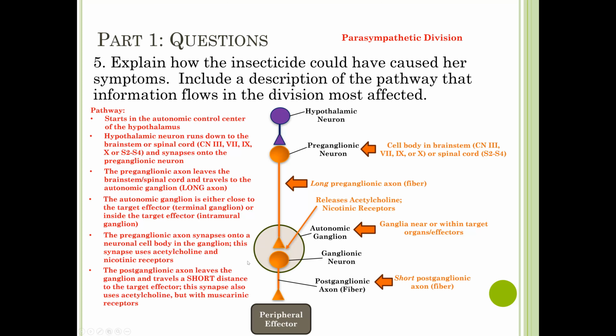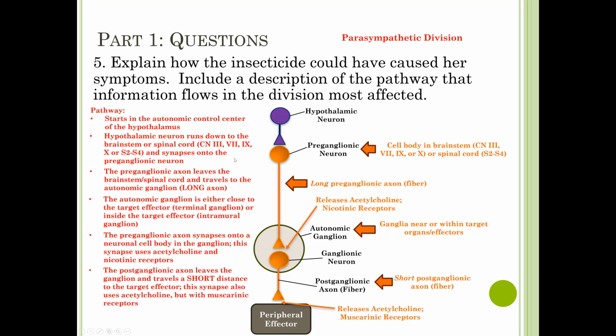The postganglionic axon is then going to leave the ganglion and travel a short distance to the target organ or effector. And notice that this is a short postganglionic axon because the ganglion is already located either near or within the target. So a long preganglionic axon and a short postganglionic axon. And then finally, at this synapse, we're going to have acetylcholine as the neurotransmitter, and the muscarinic receptors are going to be on the postsynaptic membrane. So that's the pathway that information flows in the parasympathetic division.